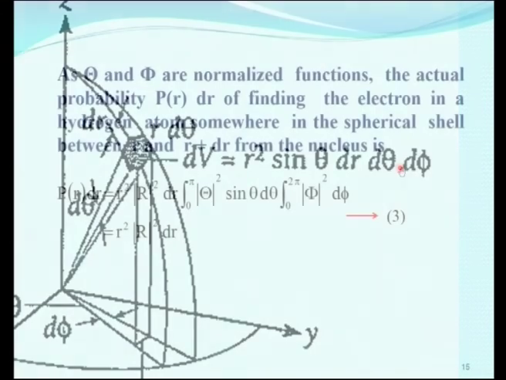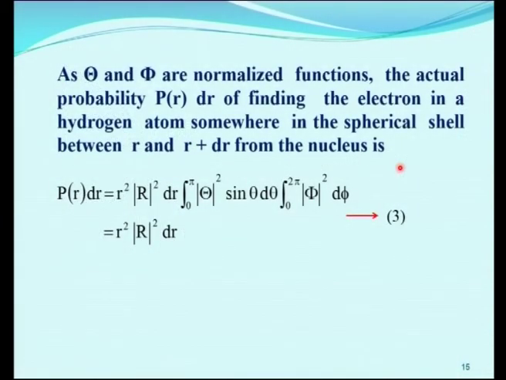In this region, say this is r plus dr. In between this region, if we consider a small elemental volume, the volume dV is equal to r squared sin theta dr d theta d phi, as theta and phi are normalized functions. The actual probability P of r dr of finding the electron in a hydrogen atom somewhere in the spherical shell between r and r plus dr from the nucleus.